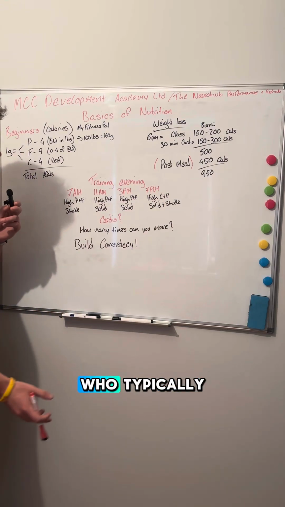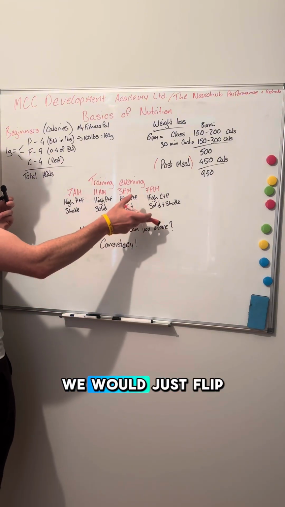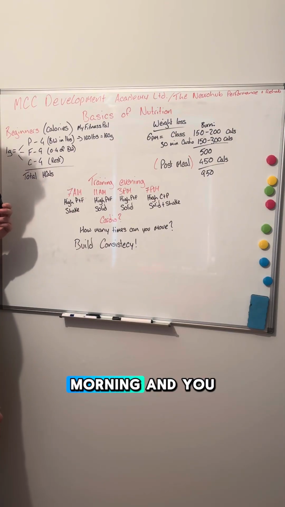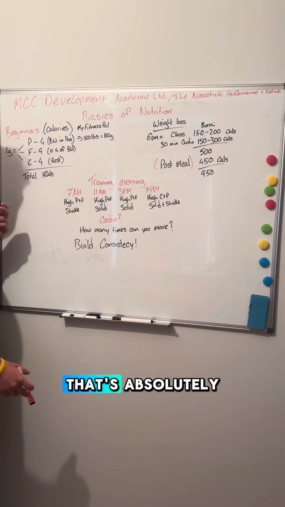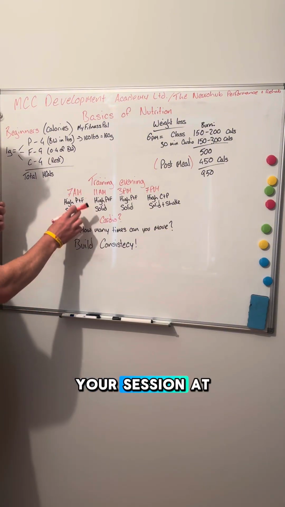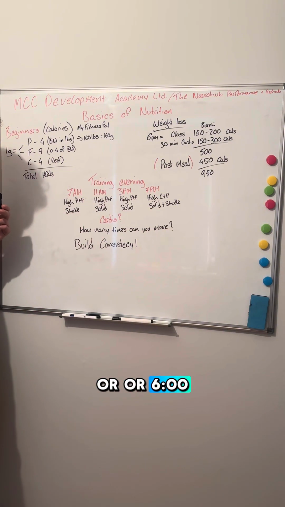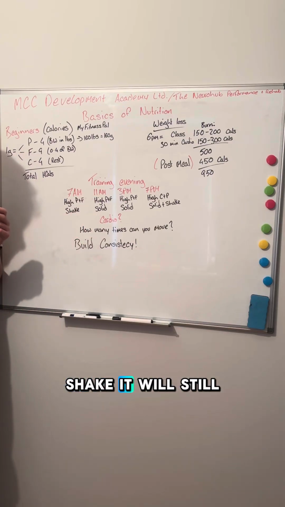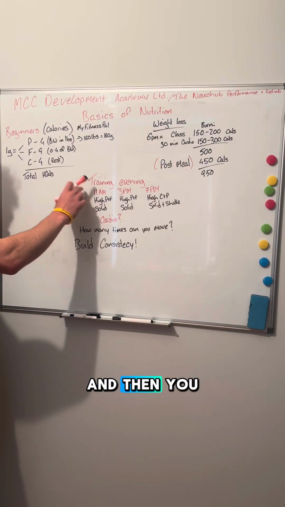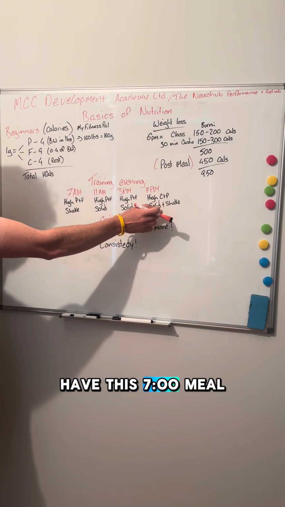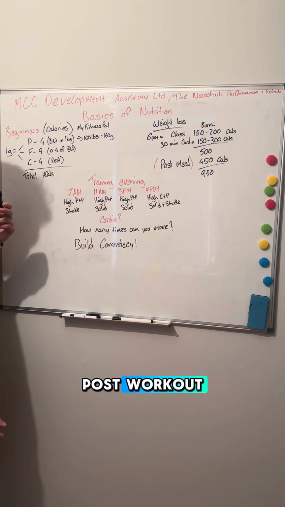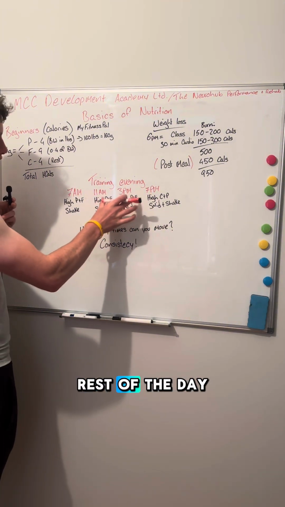If you're someone who typically trains in the morning, we would just flip this on its head. So if you get up in the morning and you want to train fasted, that's absolutely fine. Or if you wanted something before your session at 7 o'clock, say, or at 6 o'clock, you can have that shake. It will still not be too heavy that you can't train. And then you would train, and then you would just have this 7 o'clock meal here where it's solid. You have a shake after, your post workout shake, and then for the rest of the day we're going high protein, high fat.